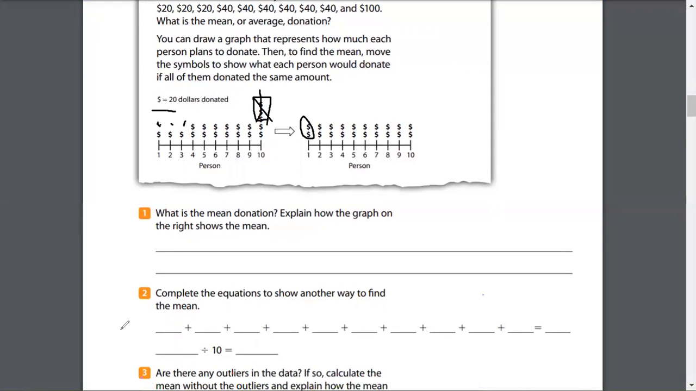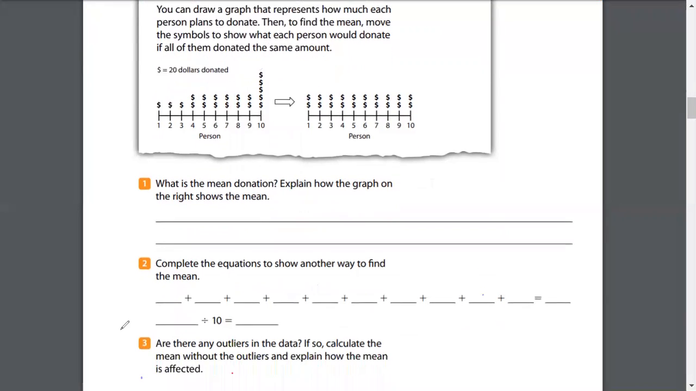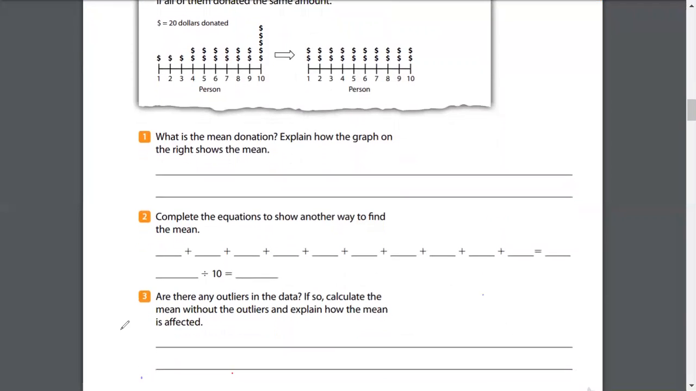Okay, so you see how that is? So that particular graph made it easier for you to determine what the mean was. Right. Where the first graph, you would have to do a little bit more work.